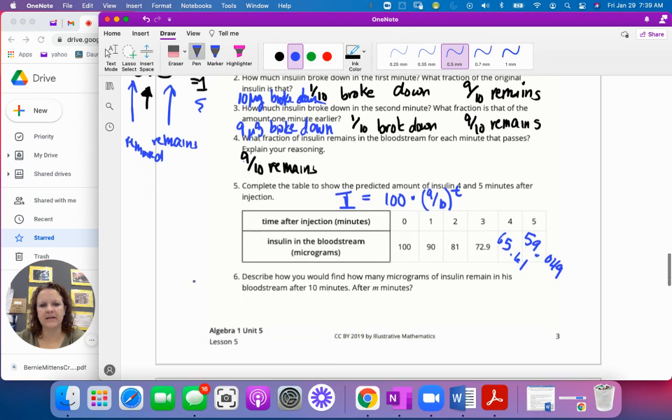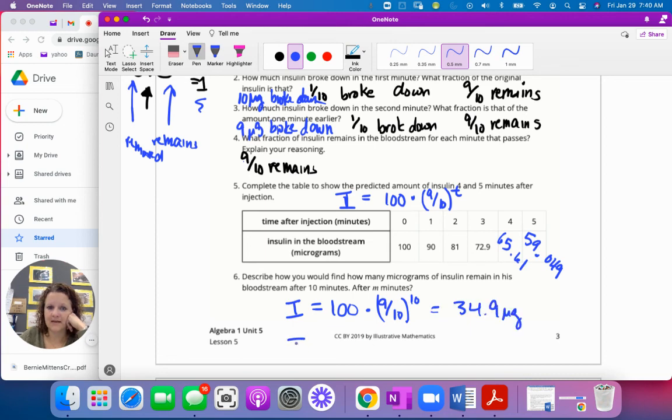Describe how you would find how many micrograms remain after 10 minutes, after m minutes. I got ahead of myself again. So I've got 100, my initial amount, times the fraction of how much remains to the 10 minutes. And that's going to be 34.9 micrograms. And then m minutes, raised to the m. I raised it to the t up there.